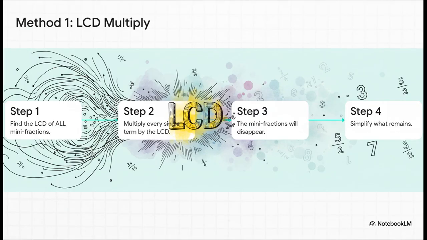Let's look at our first weapon, the LCD multiply method. The whole strategy here is simple, but it is so powerful. First, you find the least common denominator, the LCD, of all the little fractions in the problem. Then, you multiply every single term by that LCD. And just like that, poof, the fractions vanish, leaving you with something way easier to solve.